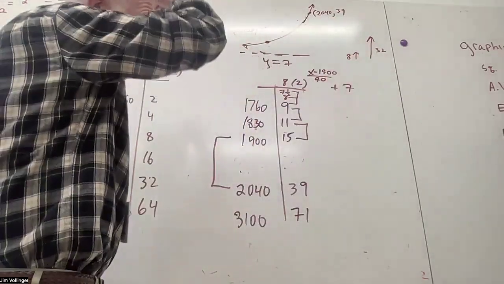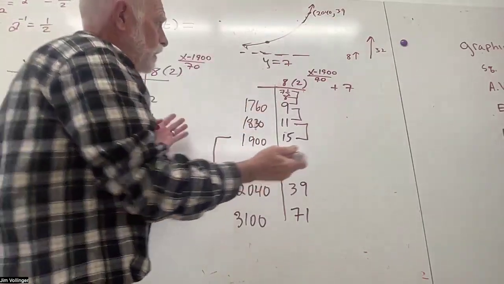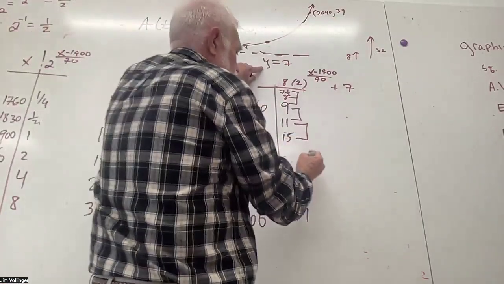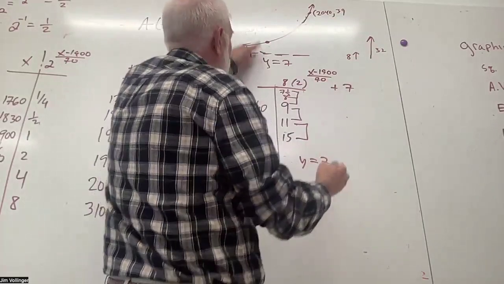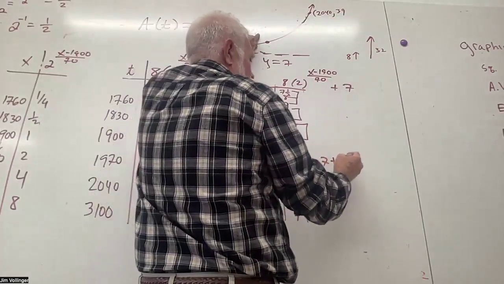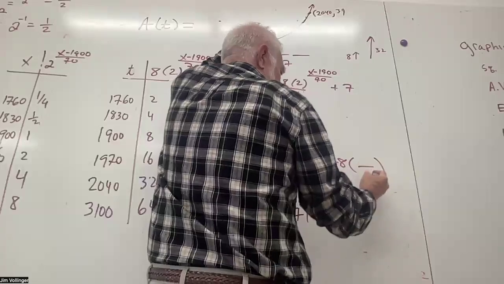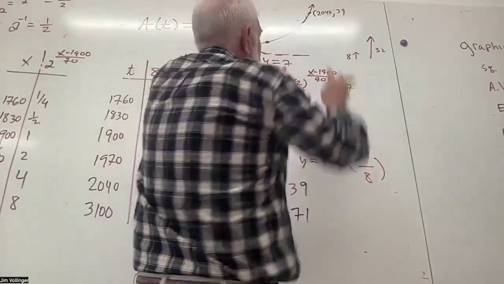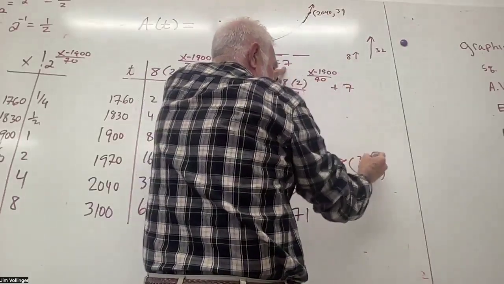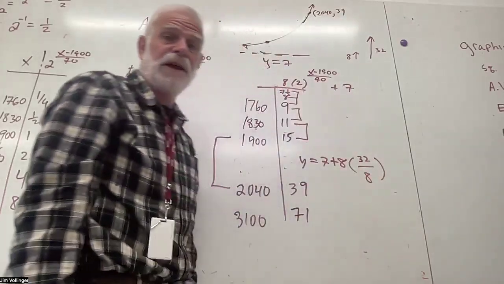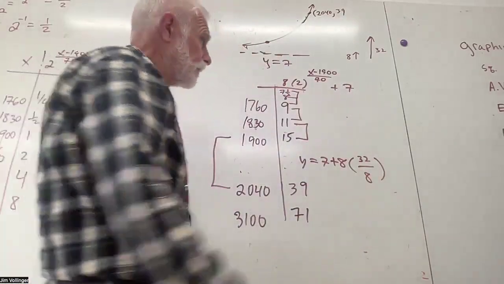All right, and so if I want to write that equation, running out of room here, but I'll write it here. Y equals 7. How do I get to 15? I add 8. Next time, I don't add 8. Next time I go from 7 to 39, which is 32. Maybe you now know where the base of an exponential function comes from.